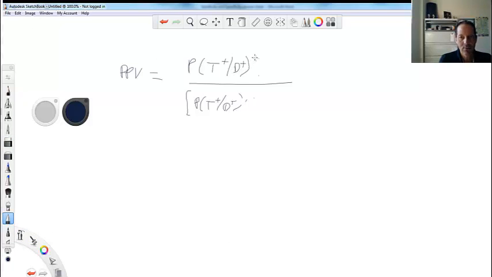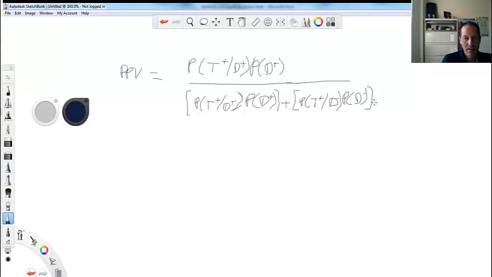Probability that one has the disease, times the probability that one has the disease. And we add to that the probability of testing positive given one does not have the disease. So one is disease negative, right? Has a probability that one is disease negative.